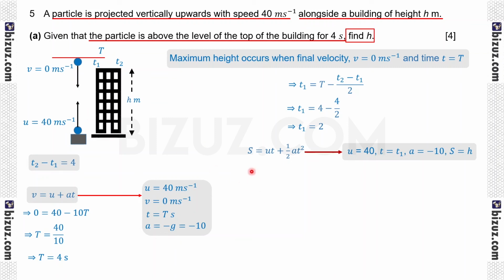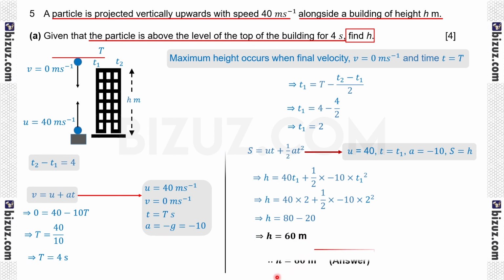Now, substituting all these values here, we get h equals 40 t1 plus half into minus 10 into t1 squared. Now h equals 40 into 2 plus half into minus 10 into 2 squared, as we know that t1 is equal to 2. So substituting the value of t1, we get h equals 80 minus 20, which is 60 meters. Therefore h equals 60 meters, and this is the answer.